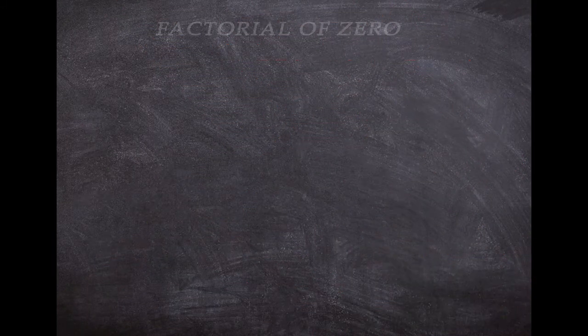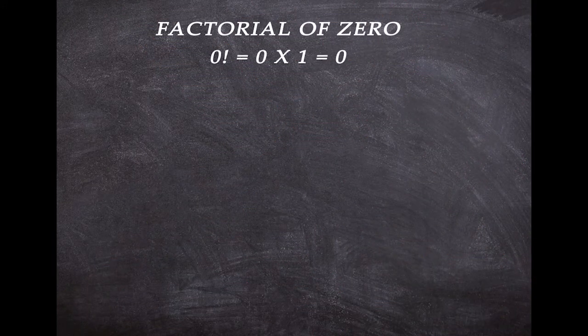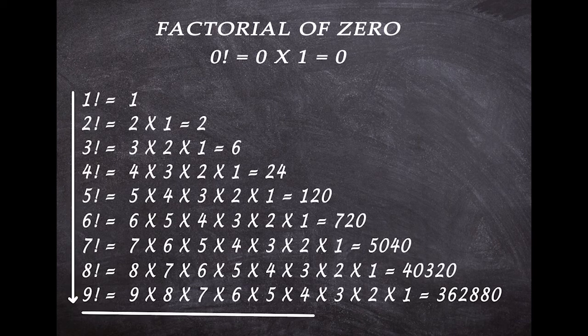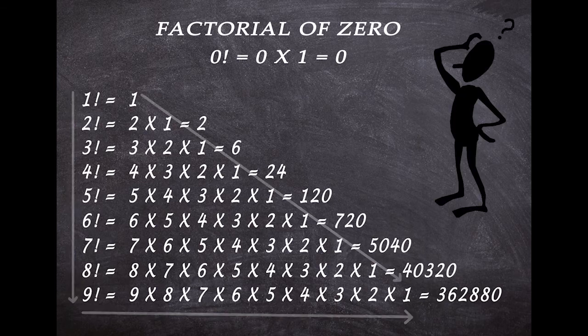But is it true? Factorial of 0 seems to defy the whole definition and the pattern followed. So this pattern of going down and multiplying the number by its predecessor till you reach 1 is not correct. So what is the correct pattern here?